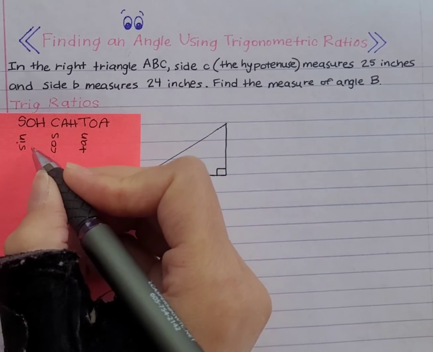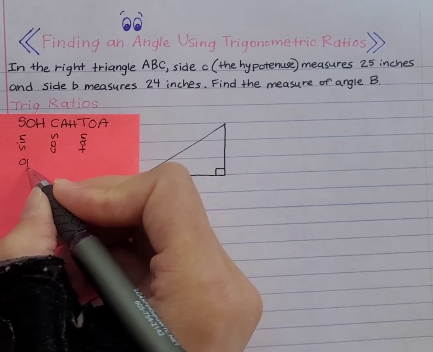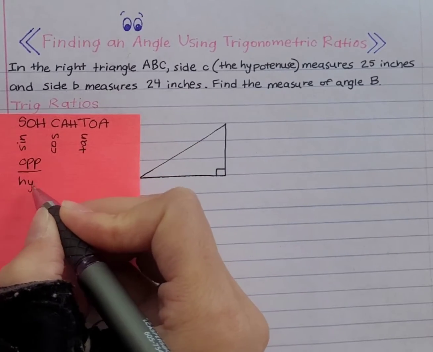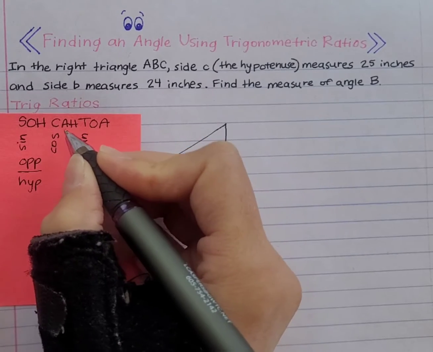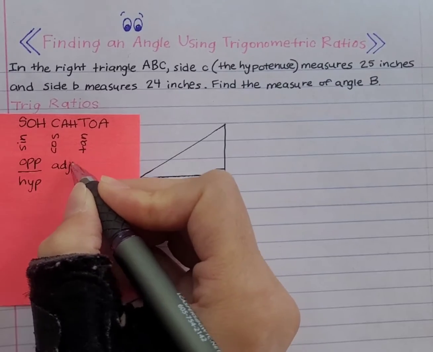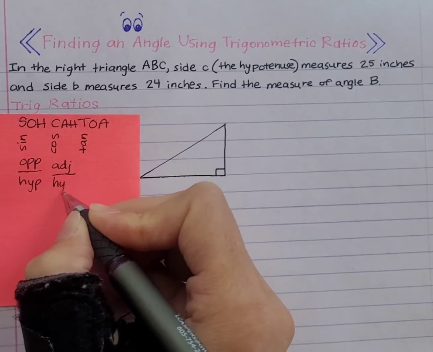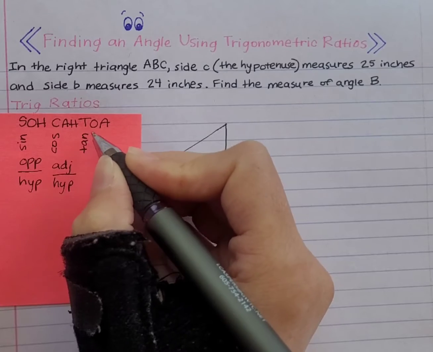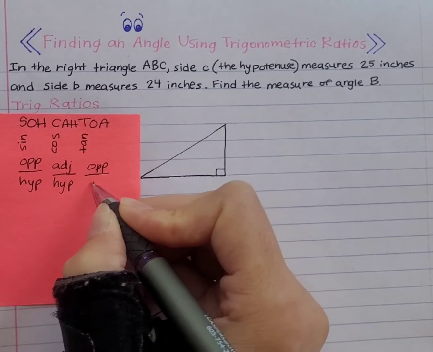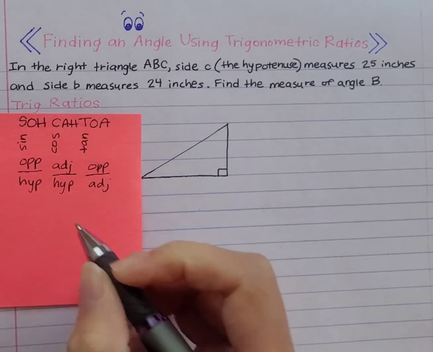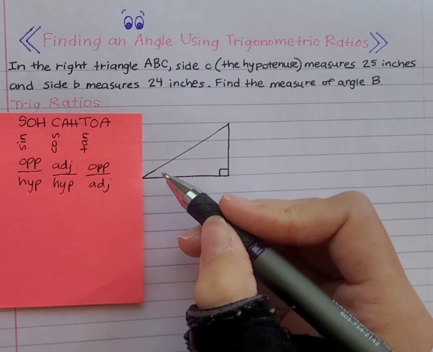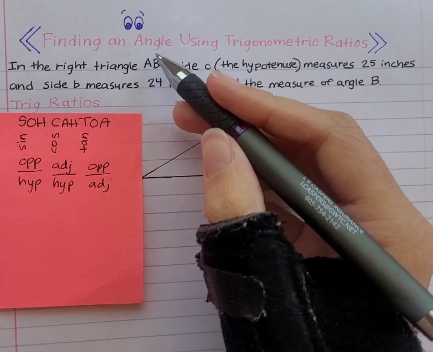So O is our opposite over our hypotenuse. For CAH, we have cosine is adjacent over hypotenuse. And for TOA, tangent, we have opposite over adjacent. We will use these ratios in our triangle to solve for the missing angle.